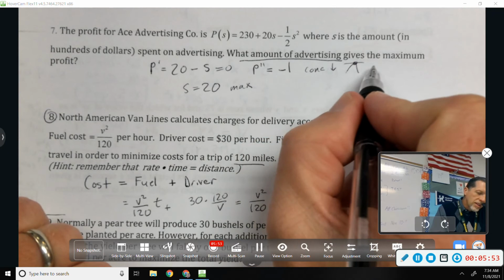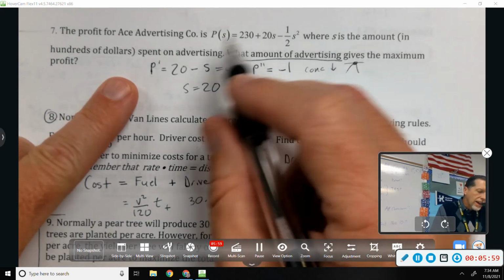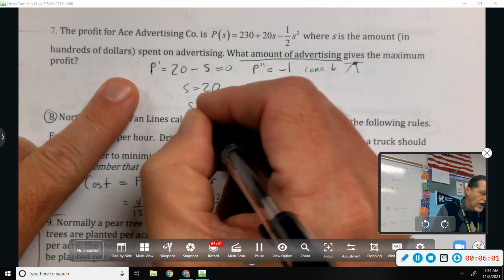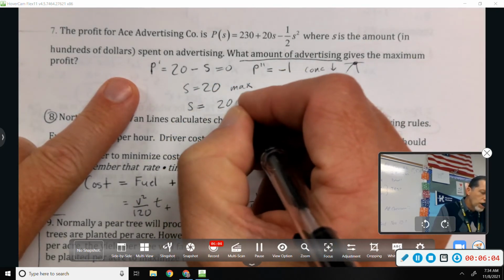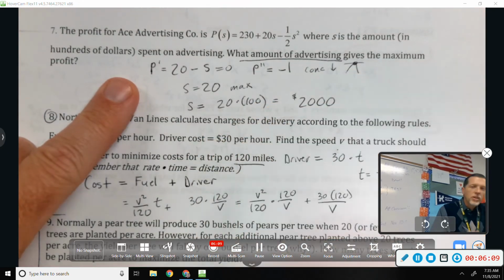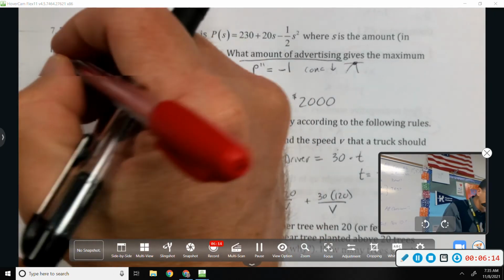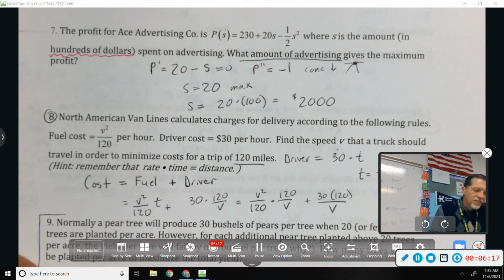What amount of advertising gives the maximum profit? S is the amount spent on advertising. I guess it does say in hundreds of dollars, so I would need to say 20 times 100. So officially I'm going to spend $2,000 on advertising. Okay, that's right. So that's maybe the trick on this one: S is in hundreds of dollars, and when we ask what amount, either say $2,000, which would be an acceptable answer because it's technically correct. You know, it sounds kind of funny. The answer is $2,000.